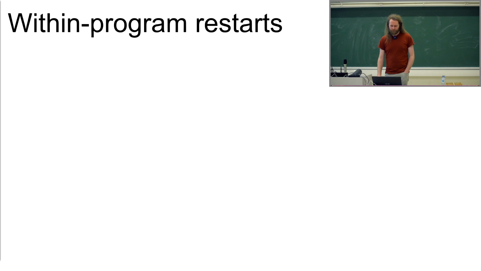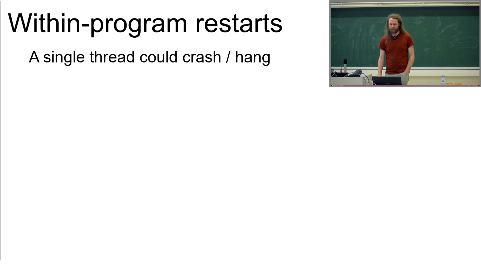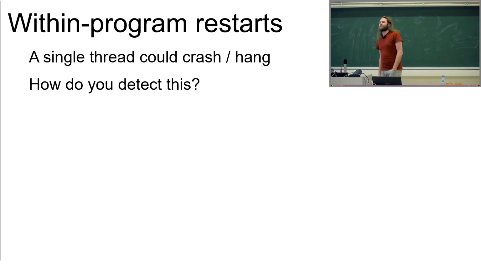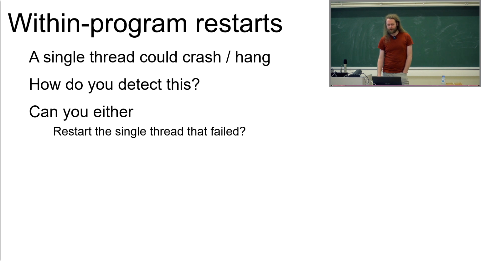I will mention also finally, in terms of process pairs, a within-program restart, because your program is probably going to consist of multiple threads. And the reason why your program crashes is probably because a single thread had a problem, not because all of the threads had the same problem at the same time. That's very unlikely. So the question is, how do you detect that a single thread crashes? And are you able to make it so that when a single thread crashes, it crashes the entire program? Or if a single thread hangs and doesn't crash, how do you detect that? And if it does happen, are you able to restart a single thread, or do you have to restart the entire program?